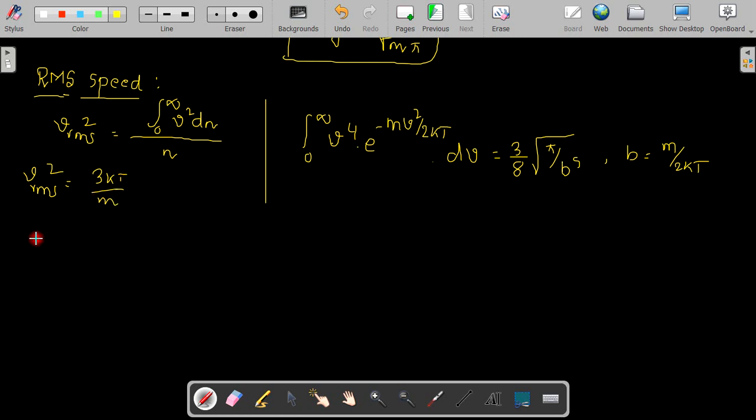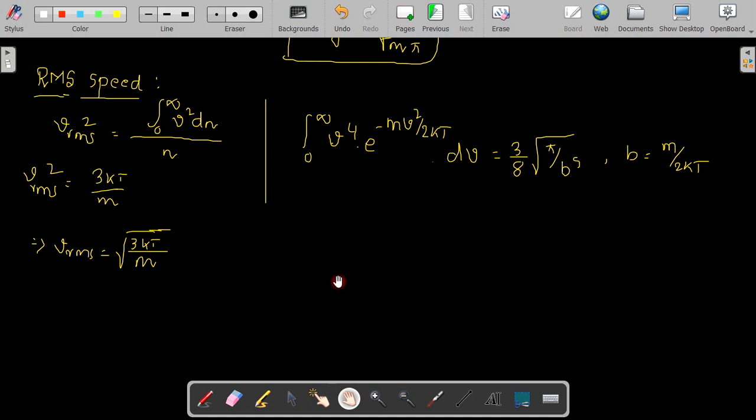But we need VRMS, so that means my VRMS is equal to root 3 kt divided by m. Since I have given the last integration in detail, I am expecting that you will be able to solve this integral, because the standard result I have already provided, and based on that you can understand how you are getting it to be root over 3 kt divided by m.